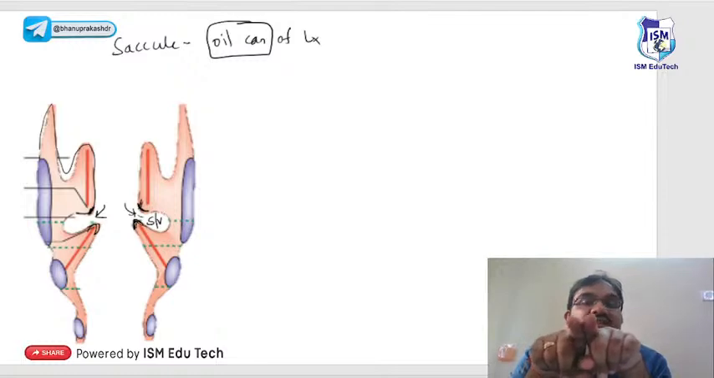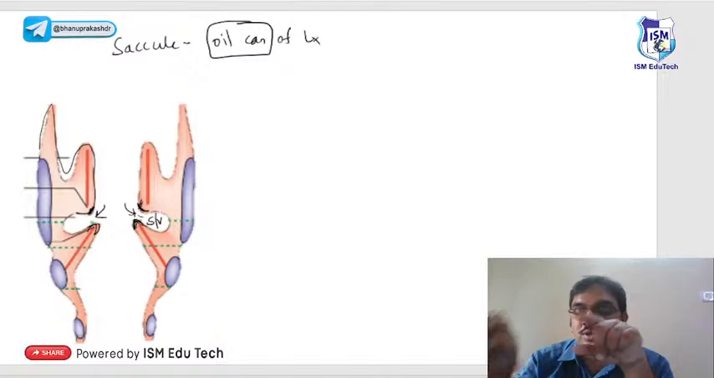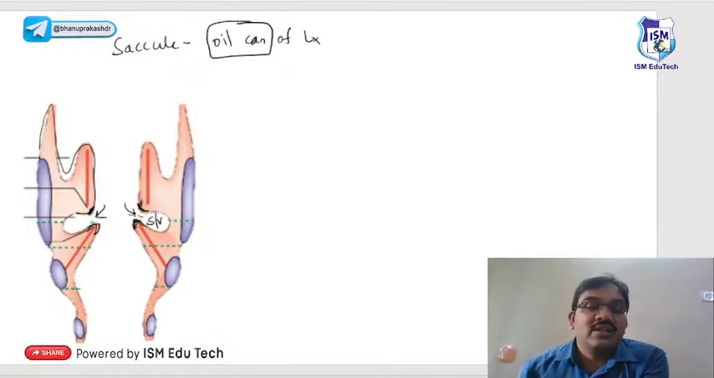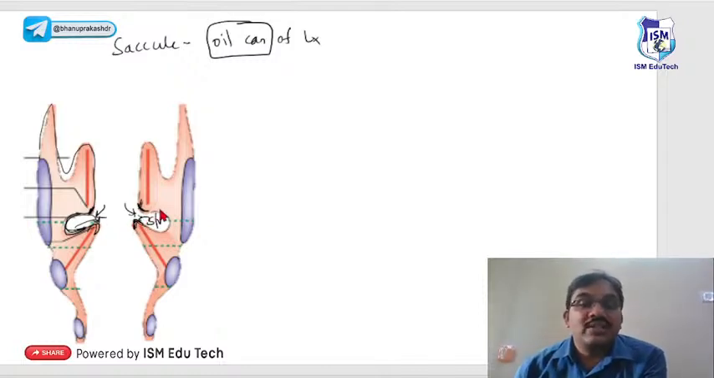So to avoid this, to keep them lubricated and to reduce the friction between these two vocal cords, the saccule, the oil can of the larynx, will be secreting. It is rich in mucus and secretory glands. All the secretions will come onto the surface of the vocal cords, and they will keep the vocal cords wet and lubricated, and ultimately keep them healthy. So that is the importance of your saccule.